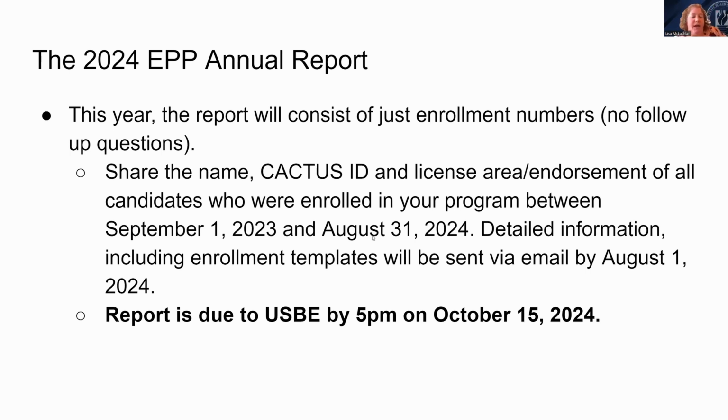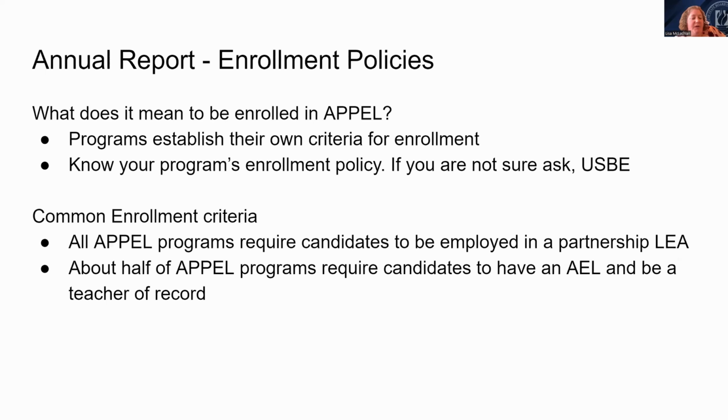And this will be due to USPE by 5 p.m. on October 15th, 2024. I believe that's a Tuesday. So that's the absolute latest date we can wait for that report. If you do not submit the report by that date, you'll be getting a very strongly worded email from me that says you need to submit your report as soon as possible, because we have to submit our report to the federal government by, I think, November 1st. So it doesn't give us a lot of time. So it's very important that you submit that before October 15th or by 5 p.m.